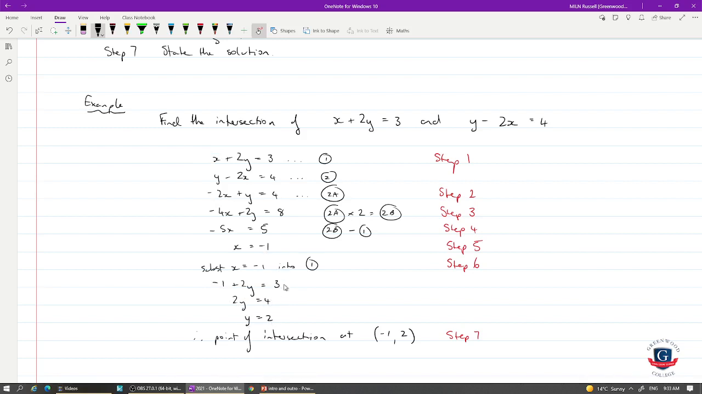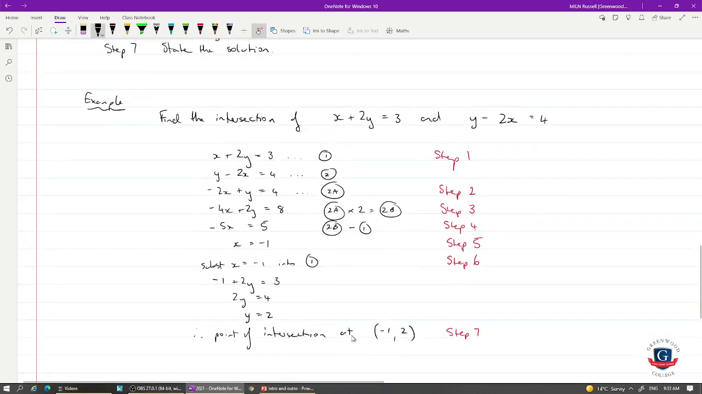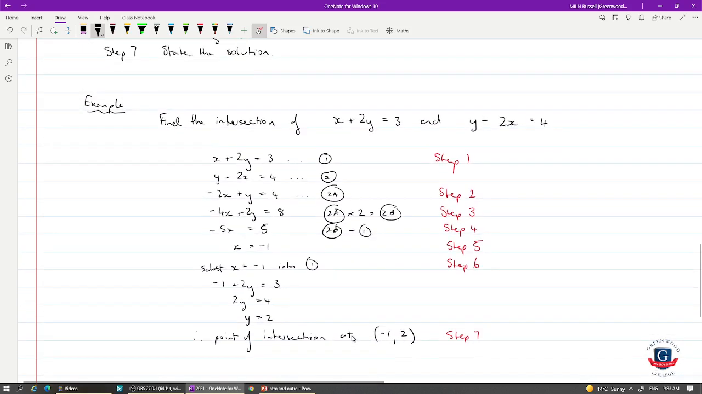Now we have our two values. We should state the solution, which is step 7. The point of intersection is at negative 1, 2. And that's how to solve a simultaneous equations question using the elimination method.